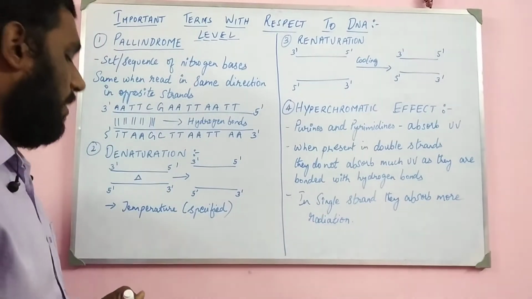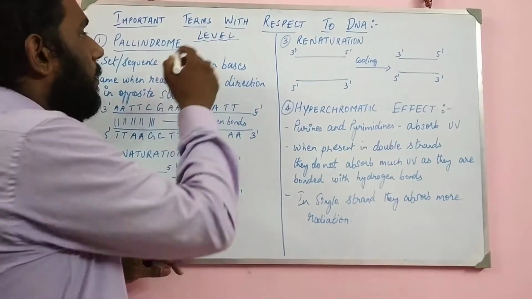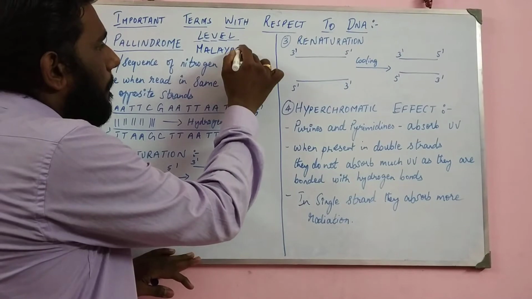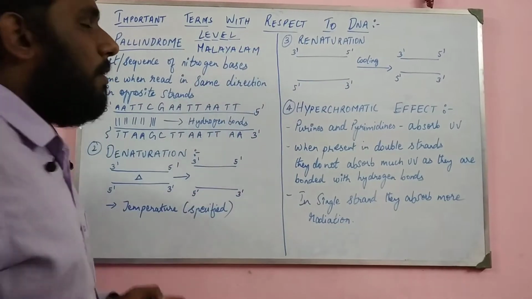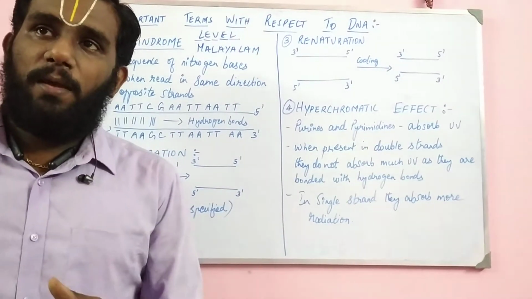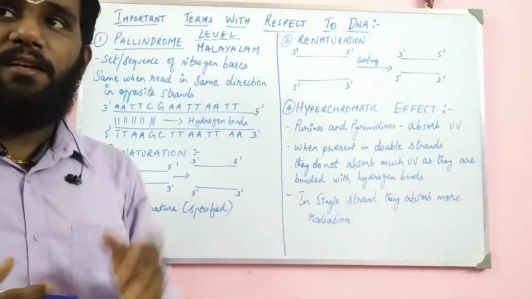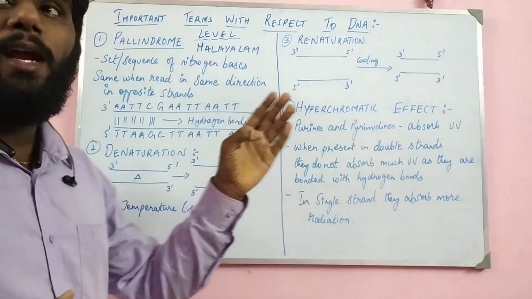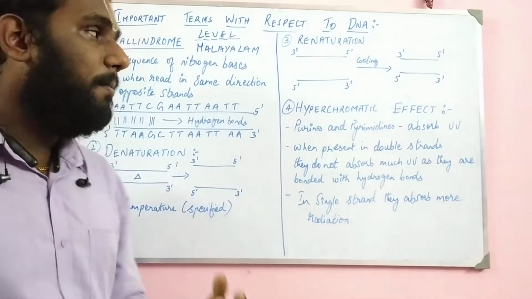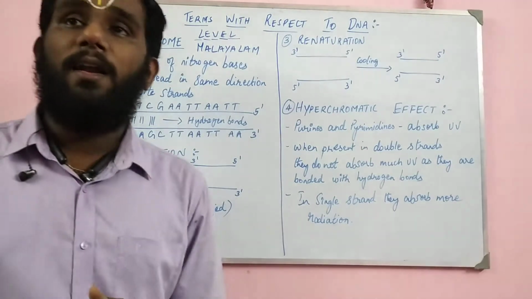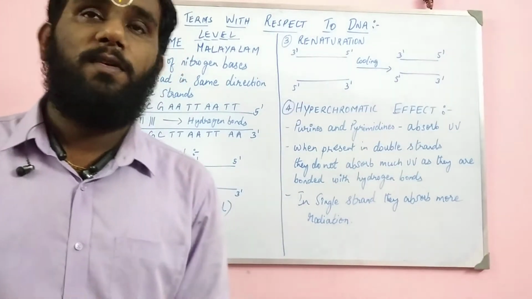In the same way, if I say one more word, Malayalam, it is again going to spell the same whether I read from this direction or from this direction, whether it is from left to right or right to left, it is going to spell the same. This kind of sequence is actually called a palindrome sequence.